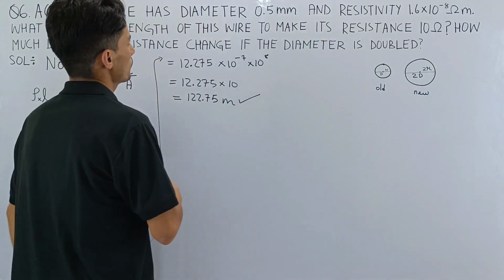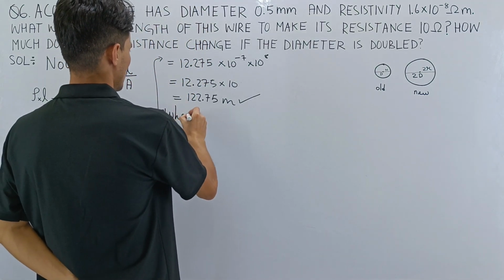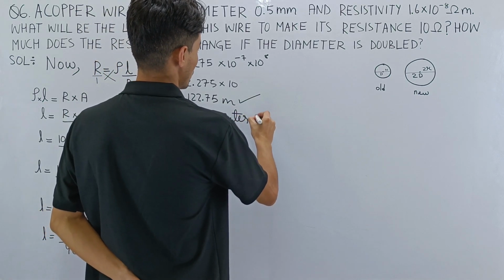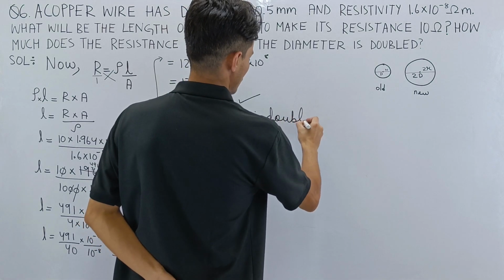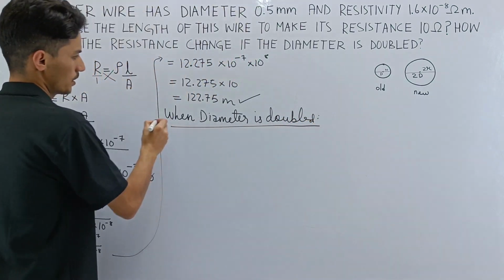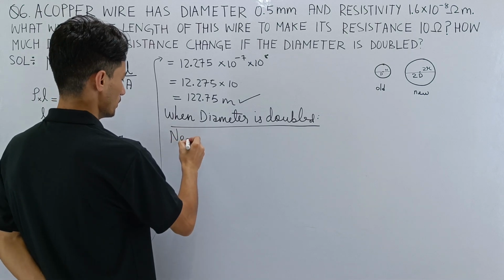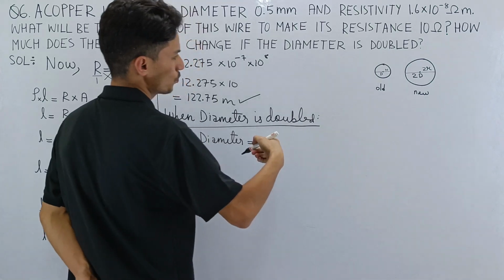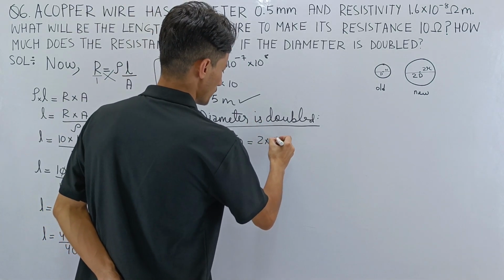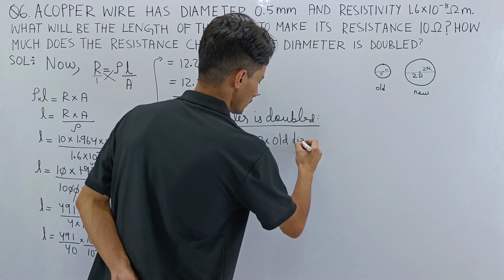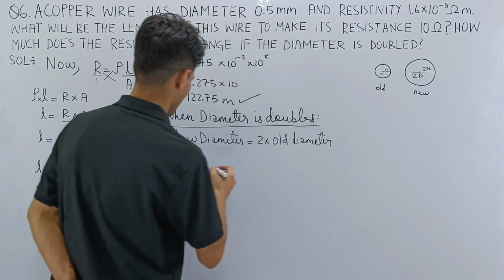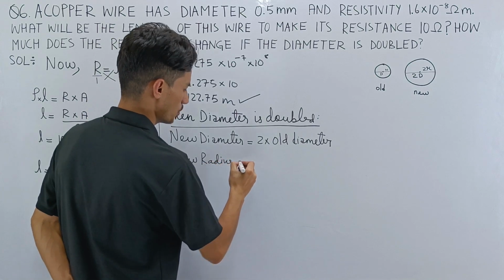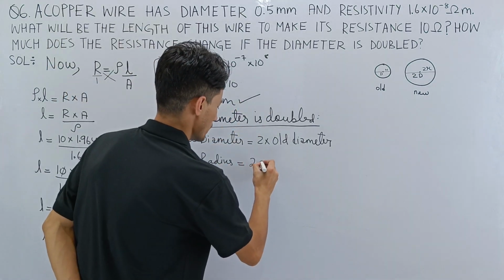For the second part, now you write: when diameter is doubled, the new diameter is equal to twice the old diameter. Then also the new radius will be twice the old radius.